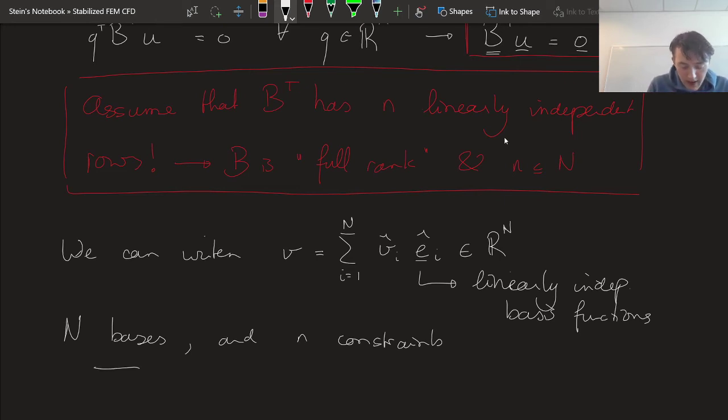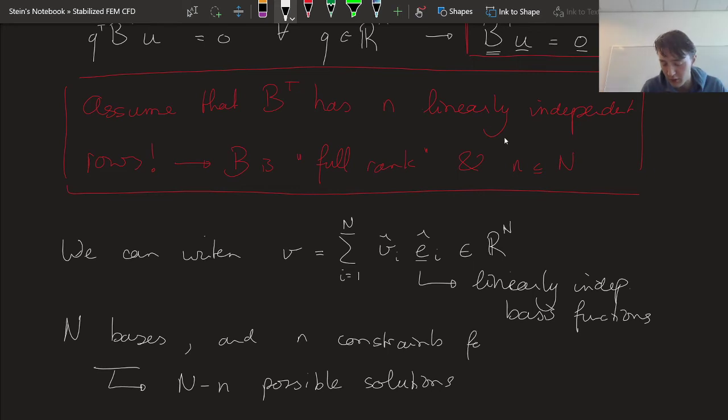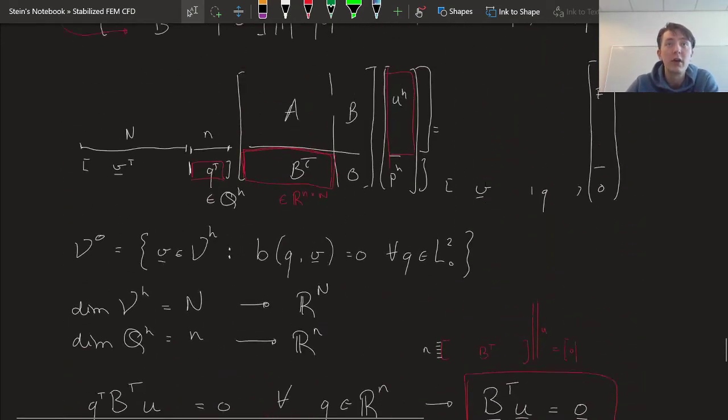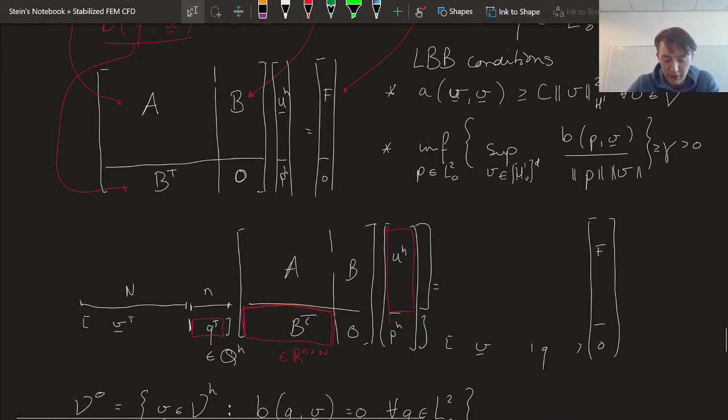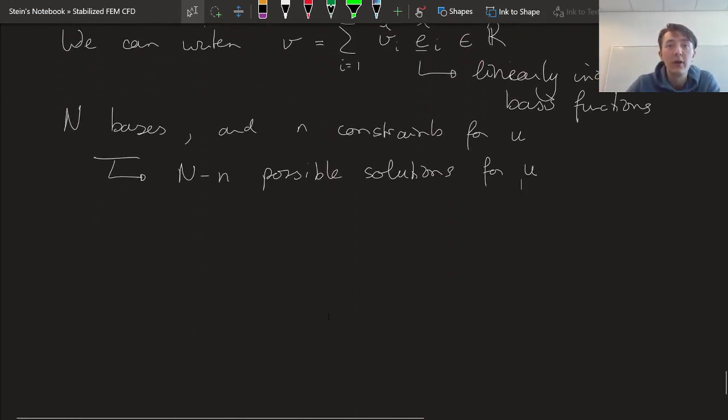So that means that we have n minus n possible solutions. So, and n constraints for u. Let me write it right. These are constraints on u. So we have n minus n possible solutions for u that satisfy these constraints. And the second part is, of course, that we also have to deal with the upper part of the matrix here. But purely based on the lower part of the matrix, we have now n minus n possible solutions for u.